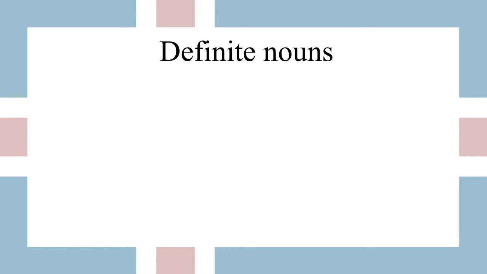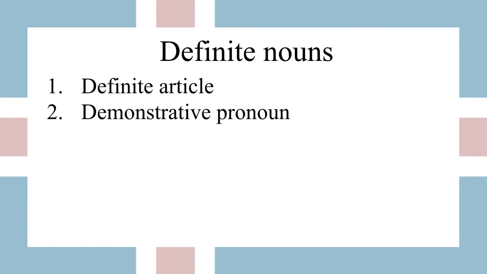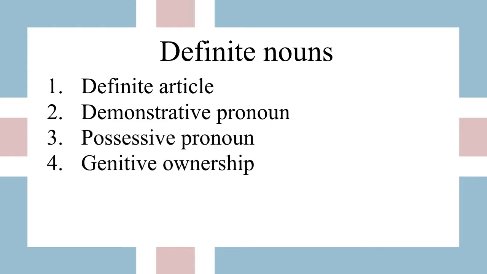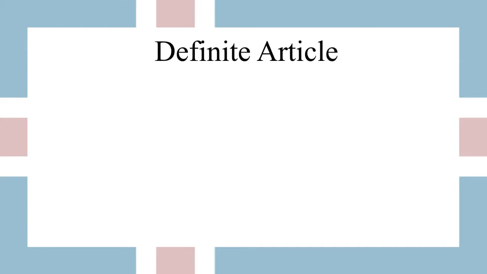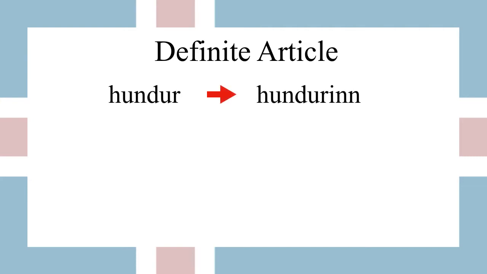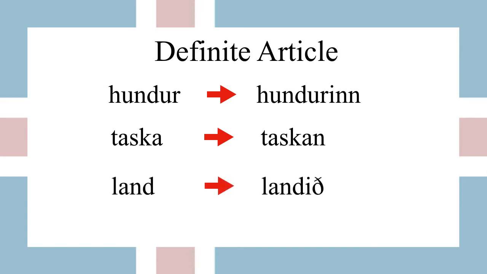All right, next let's talk about the difference between definite and indefinite nouns. A definite noun is a noun that has a definite article, a demonstrative pronoun, a possessive pronoun, or there is some sort of genitive ownership. Now I'm going to talk about each of these ones in turn. Now, a definite article, in English, we say the. In Icelandic, we add a definite article ending. Hundur, a dog, becomes hundurinn, the dog. Taska, bag, becomes taskan, the bag. And land, country, becomes landið, the country.